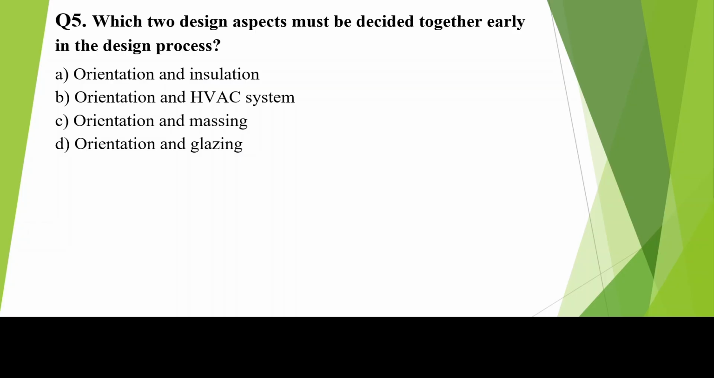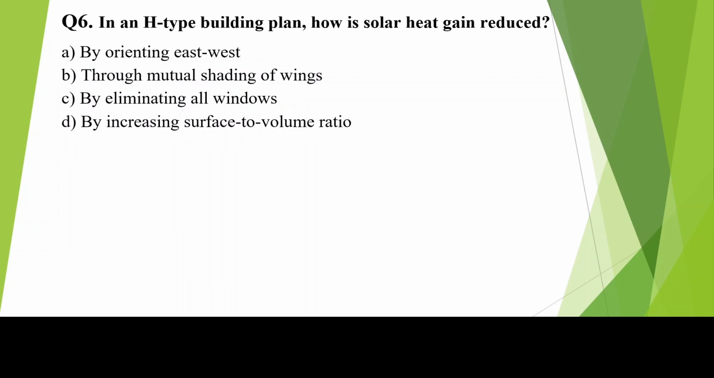So let's move to question number 6 then. Here is question number 6. In H-type building plan, how is the solar heat gain reduced? Yeah, so in lecture 1 of week 5, different building plan types, L type, courtyard type, edge type, were discussed, where the solar heat gain capacity or the intensity of each building plan type was discussed in detail.